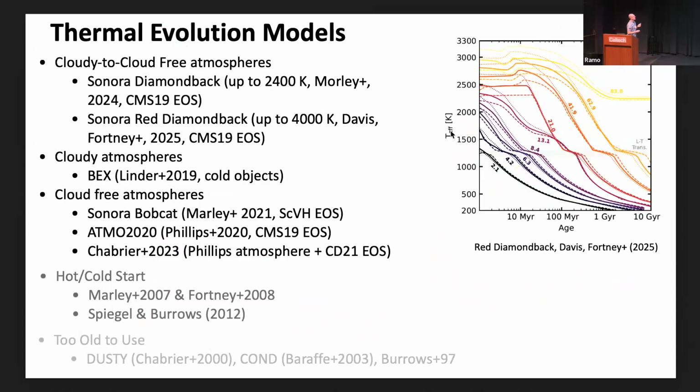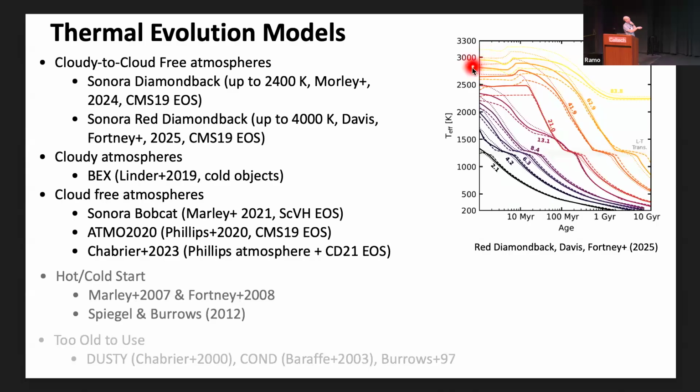Again, for thermal evolution models, as I mentioned, the atmospheric boundary makes a difference. So I would say the state of the art for going from warm to cool is to do cloudy to cloud-free atmospheres. We know warm objects have these thick silicate and iron clouds. Cooler objects do not seem to have them. So this is what we've been doing in Sonora Diamondback and the Sonora Red Diamondback, which goes up to warmer temperatures. This is a plot of effective temperature versus age.